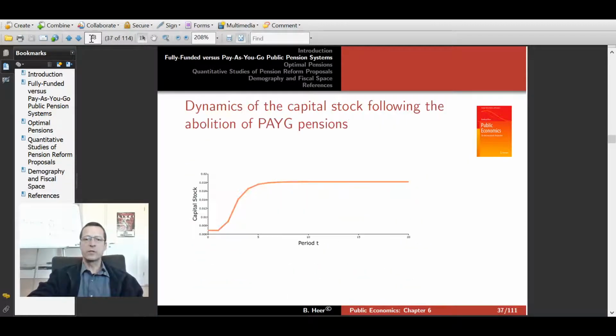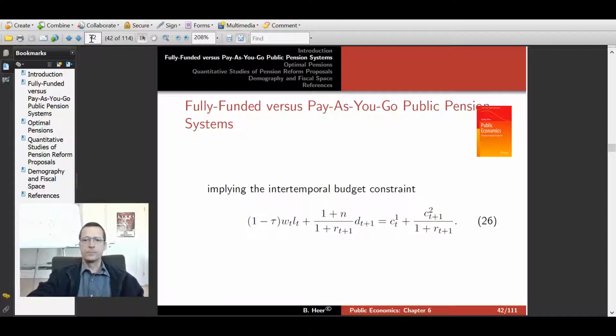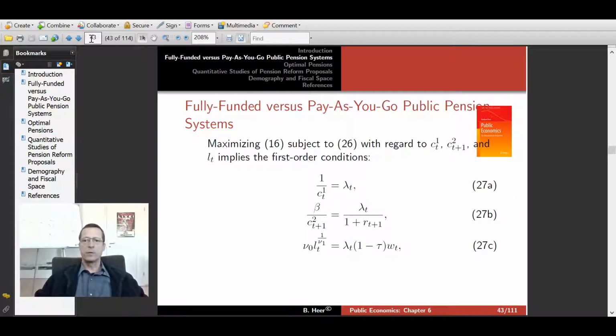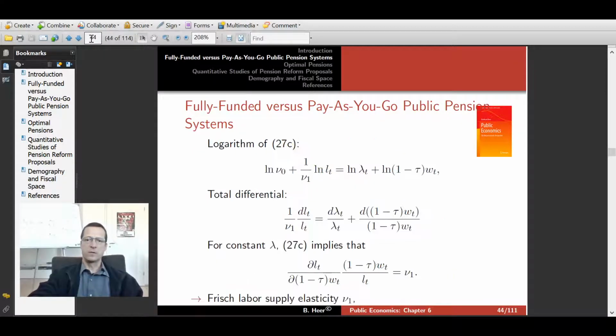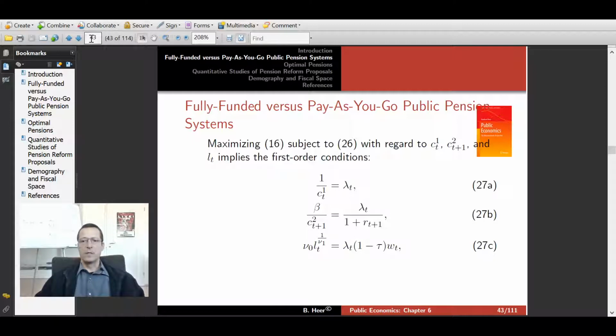So when we maximize this function subject to the intertemporal budget constraint 26, we derive the 3 first-order conditions 27, setting the derivative of the Lagrangian with respect to C1, C2, and LT equal to 0. So 27a and 27b, you know them from the last video. These are the first-order conditions with respect to consumption at young age and old age, and we can, of course, combine these two equations to get our first-order Euler equation here. C2 t plus 1 is equal to beta times C1 t times 1 plus r. This is our Euler equation that we know from this chapter already. The third equation is new.